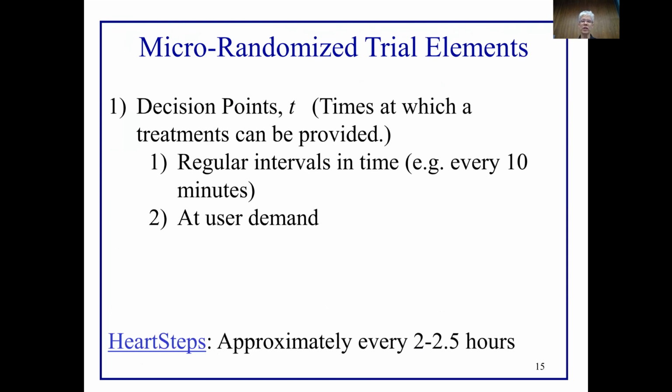So decision points, what should these be? And these are times at which you might be able to deliver, conceptually, you might be able to deliver a treatment. And usually they come in two types, regular intervals in time or at user demand. We're going to focus on regular intervals in time. And in actuality, the closer the intervals in time that the decision points come, the more real time the intervention will appear to the participant. These do not mean that they get tons of treatment, because most of the time at a decision point, we won't treat.